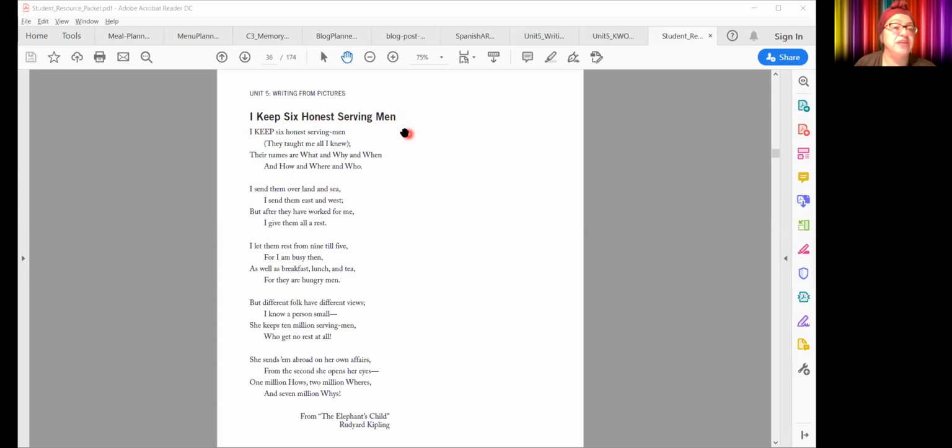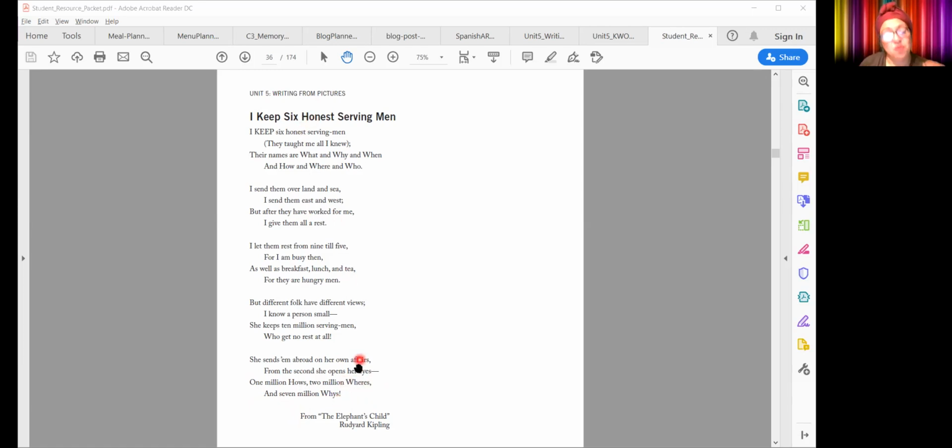I keep 6 honest serving men. They taught me all I knew. Their names are what and why and when and how and where and who. I send them over land and sea. I send them east and west. But after they have worked for me, I give them all a rest. I let them rest from 9 till 5, for I am busy then, as well as breakfast, lunch, and tea, for they are hungry men. But different folk have different views. I know a person small who keeps 10 million serving men who get no rest at all. She sends them abroad on her own affairs. From the second she opens her eyes, 1 million hows, 2 million wheres, and 7 million whys.